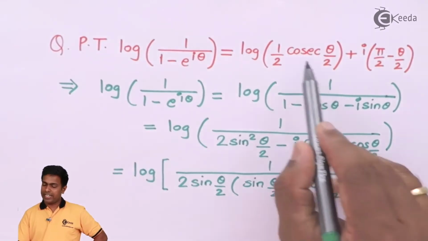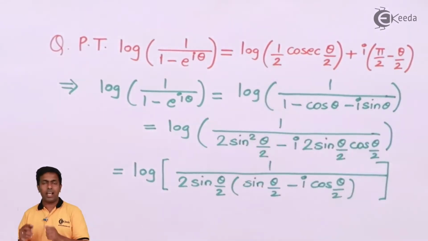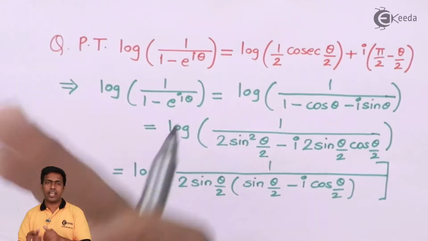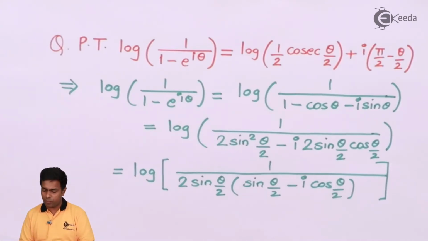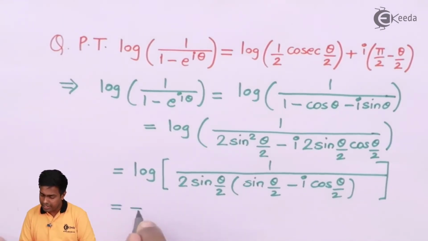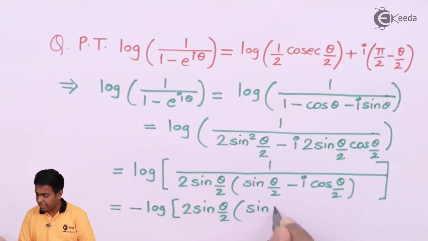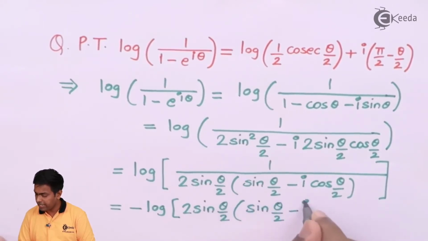Now guys, here I'll apply the formula of log. So log of 1 upon x, so let's assume this as x, is negative log of x. So by applying that formula, this will become negative log of 2 sin theta by 2 in bracket sin of theta by 2 minus I cos theta by 2.